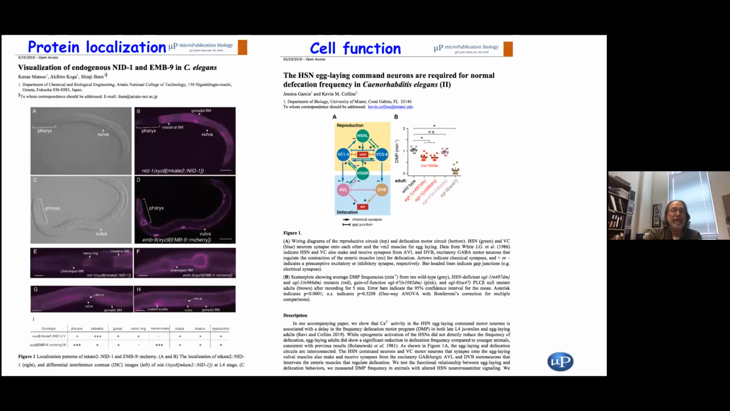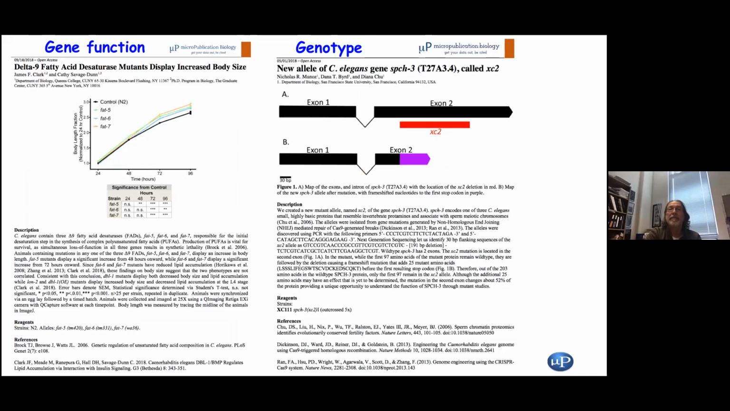So now I'm going to just briefly go through a few examples of micropublications, and you, of course, should really go into the journal and look through and see the breadth and the depth of publications that we have. So one example here, on the left, is protein localization for extracellular matrix proteins. On the right is a really very interesting paper showing that the HSN neuron, which is of course well known for egg laying, also functions in the defecation motor program.